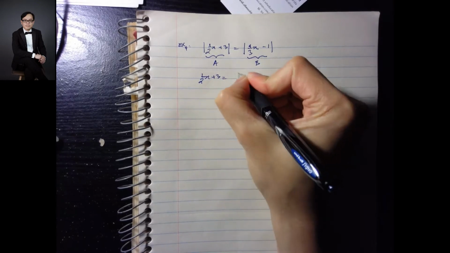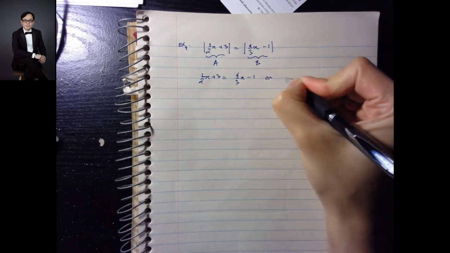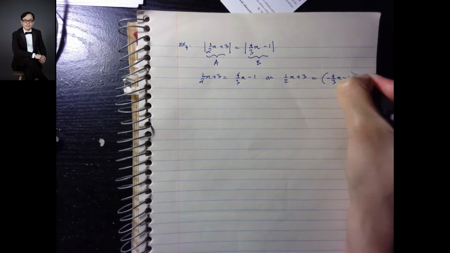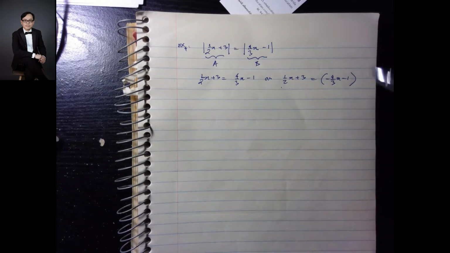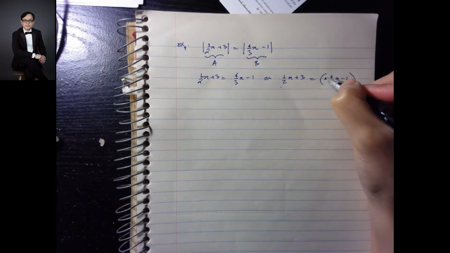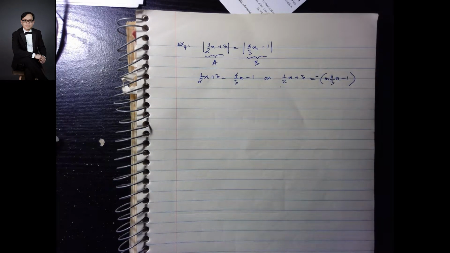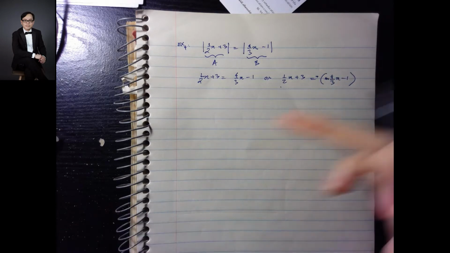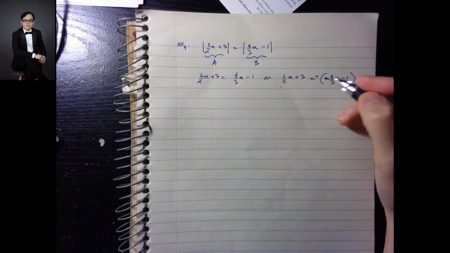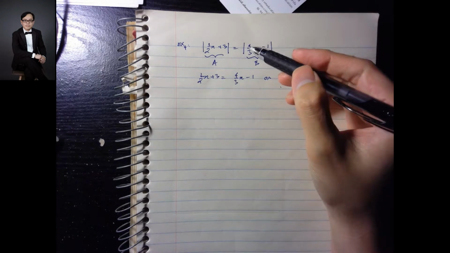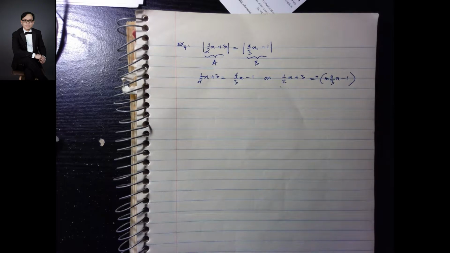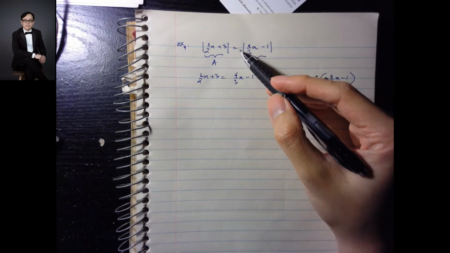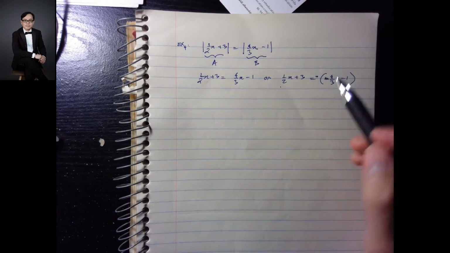Or 1/2 x plus 3 equal negative. So make sure that when you put negative, it must be the negative of the difference. Because it is the negative of the difference, we have to put parentheses. We cannot put negative 4x minus 1, because that is not correct. We have to put the negative in front of the parentheses.